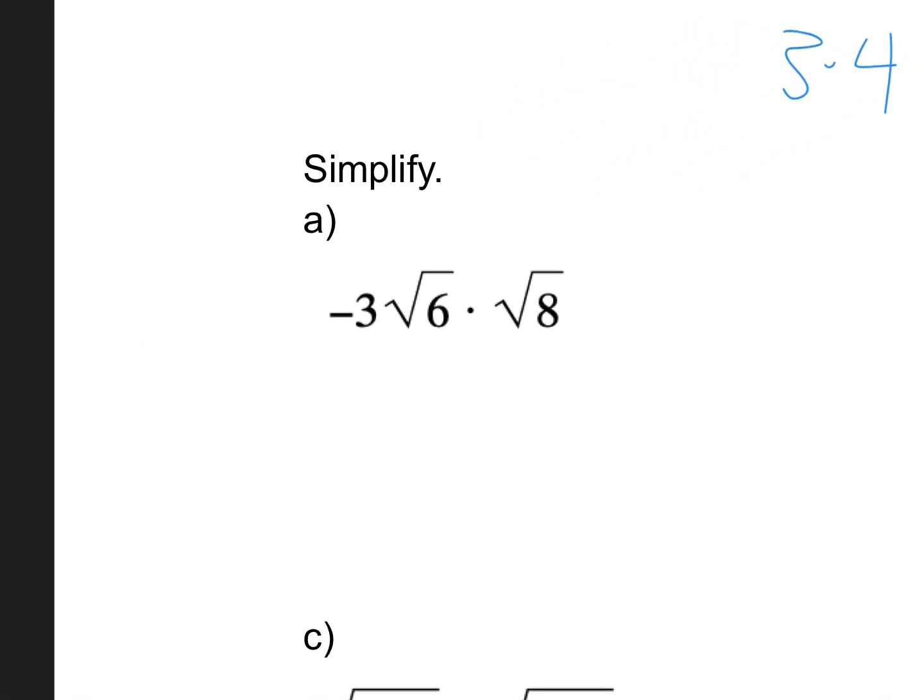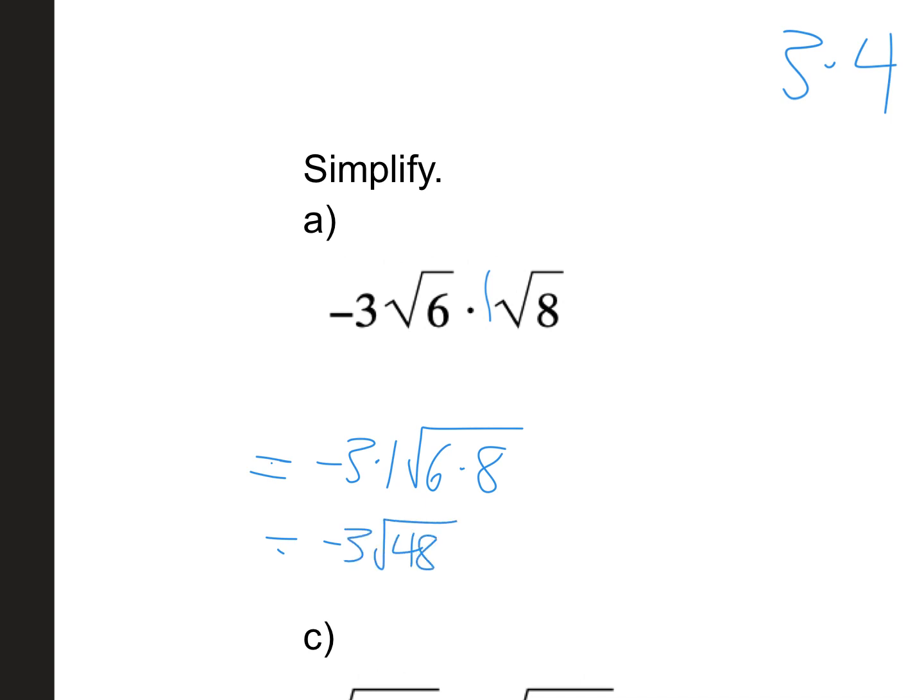In this example, it's a little different. I have a coefficient in front of my square root of 6. It's negative 3. But I don't have a coefficient in front of the square root of 8. Similar to when terms don't have an explicit exponent, we can assume the coefficient here is 1. So the answer for this problem would be negative 3, and you can write times 1 if you want to, you really don't need to. And then underneath the square root, we have 6 times 8. Simplifying this, we get negative 3 square root of 48.